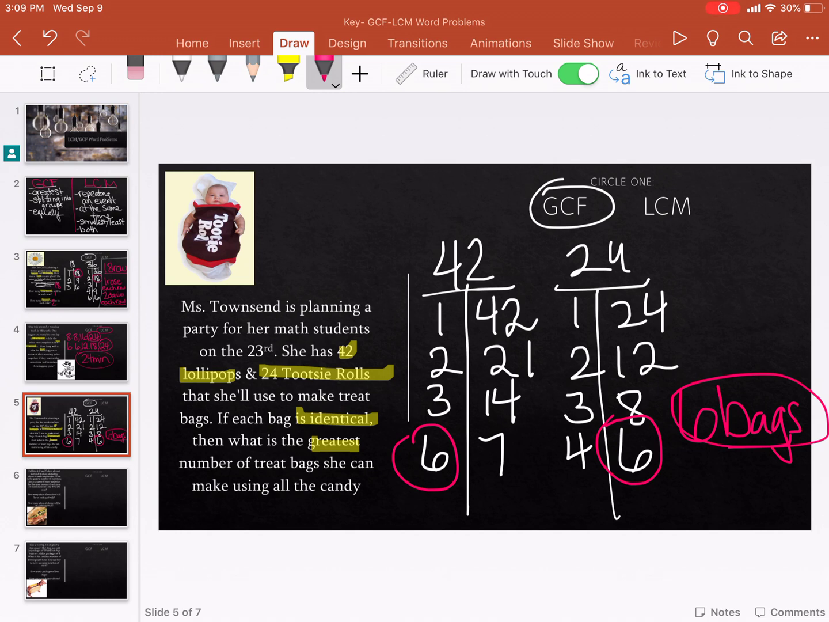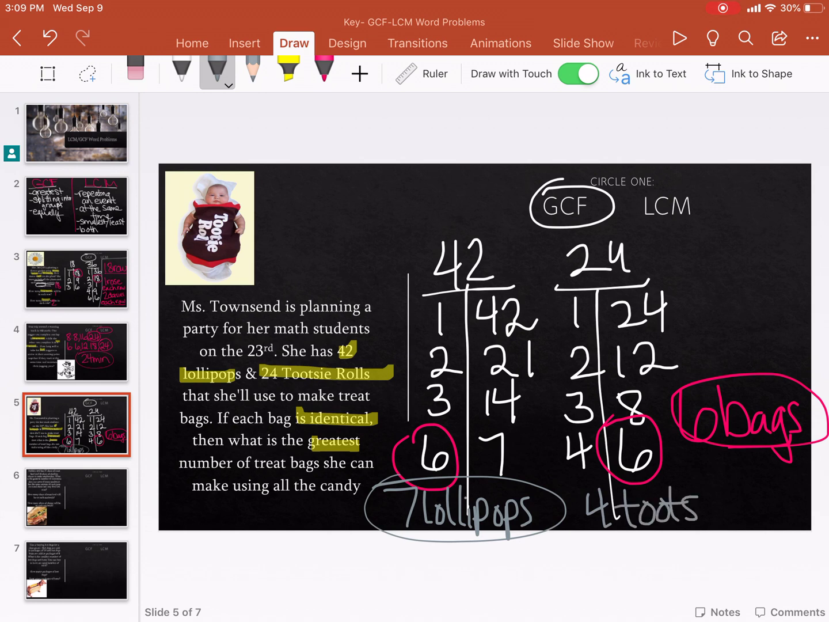She's going to end up putting, if there's 6 bags, she's going to put 7 lollipops, because 6 times 7 is 42. She's going to end up putting 4 Tootsie Rolls, because 6 times 4 is 24. Okay, that's a little extra question.